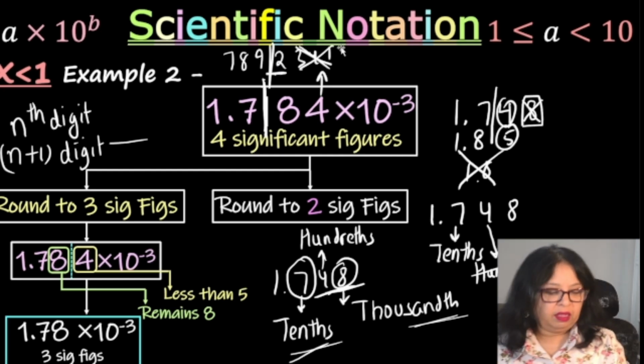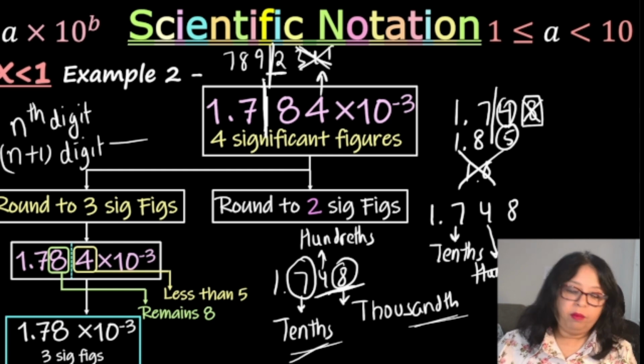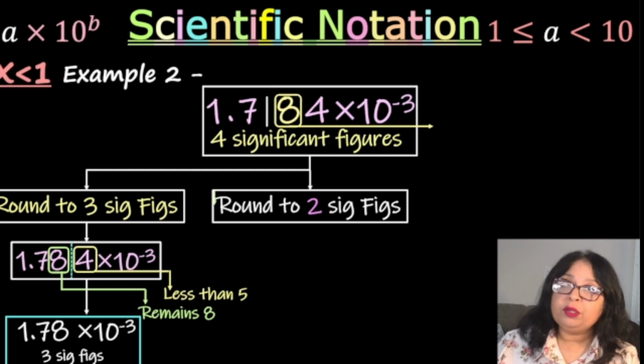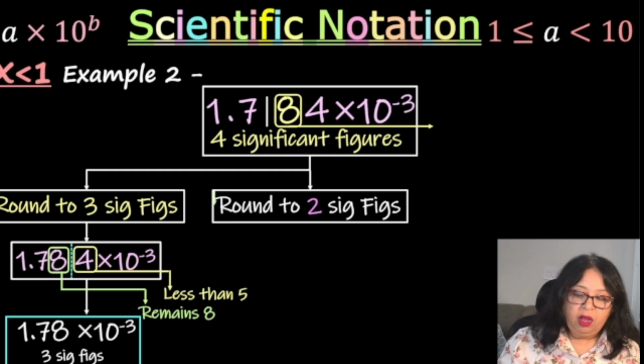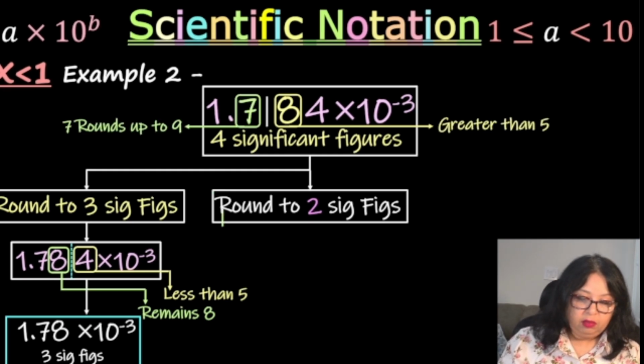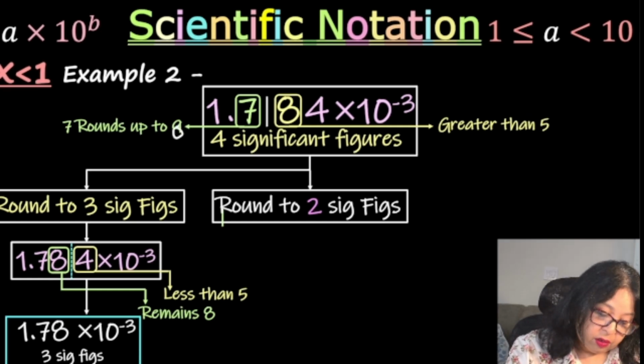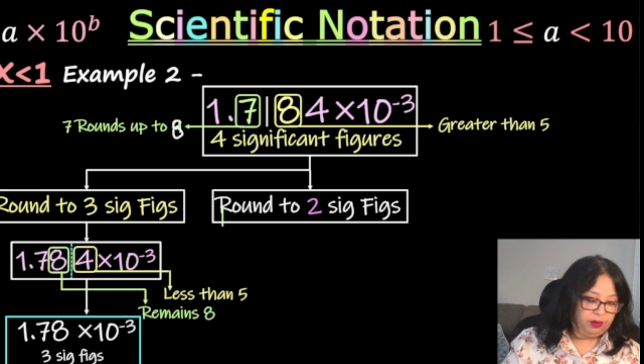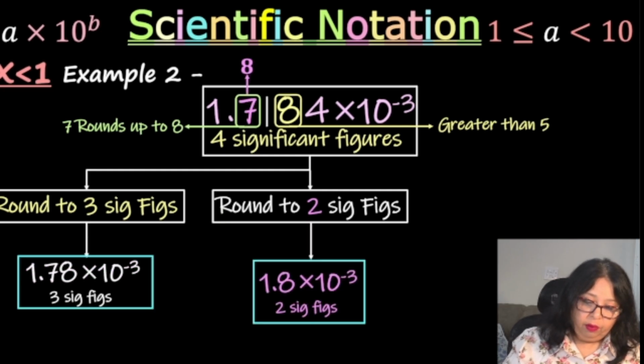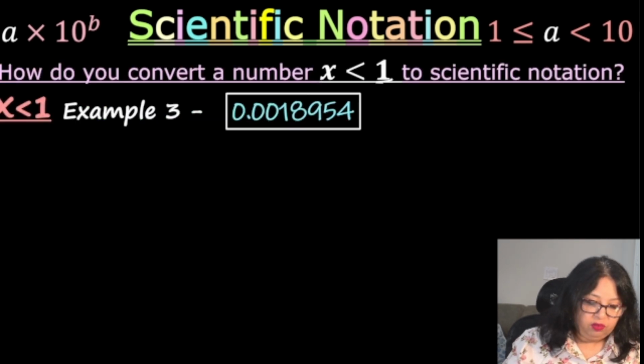I hope it made sense by now. If it didn't, let me know in the comments and I'll try to do a better job. Round it off to 2 sig figs. 8 is greater than 5, therefore 7 rounds up to 8, not to 9. It's a typo over here, which I'll fix in the next slides, but that slide somehow got overlooked. So our answer is 1.8 times 10 to the power negative 3, 2 sig figs. Quite easy? I think so.